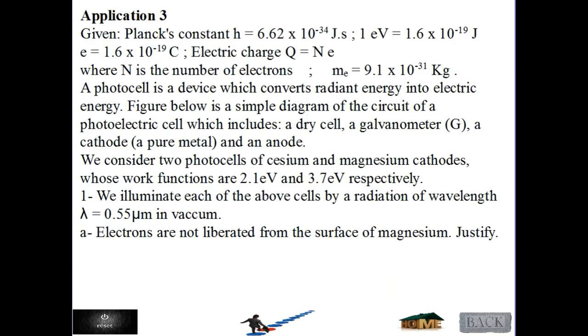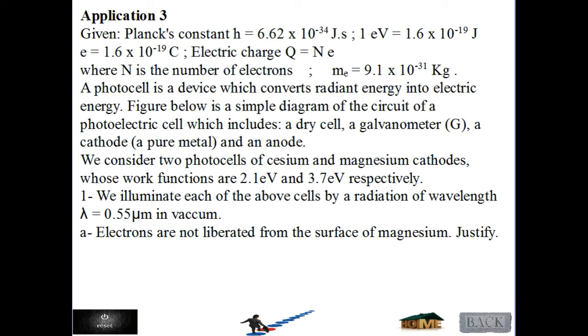Now second application. Application 3. Given Planck's constant 6.62 times 10 to the power minus 34 joules times second, and 1 electron volt is 1.6 times 10 to the power minus 19 joule, the elementary charge e is 1.6 times 10 to the power minus 19 coulomb, and electric charge is Q equal Ne, where N is the number of electrons. Mass of electron is 9.1 times 10 to the power minus 31 kilogram.